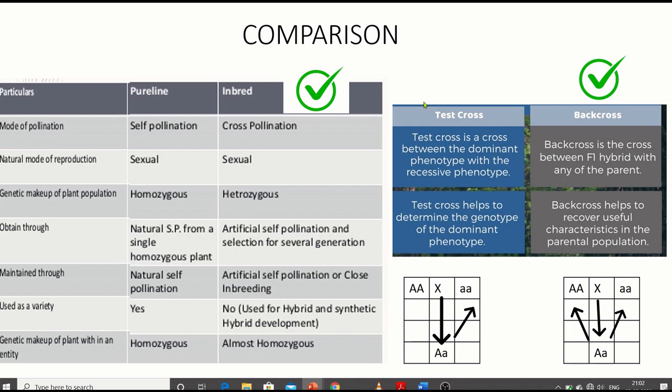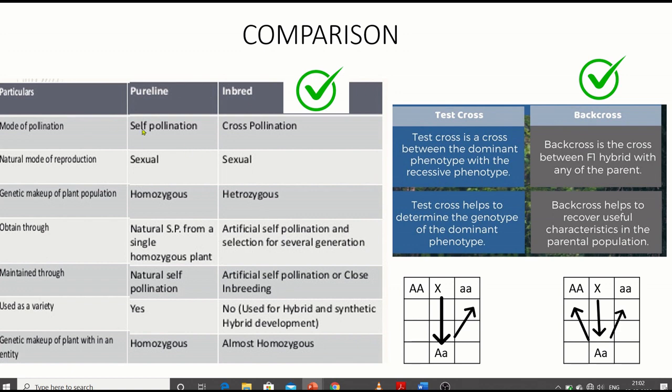So before we start, let's discuss some of the important concepts related to the topic. First of all, let's compare the difference between a pure line and an inbred. So what is a pure line and an inbred? If we look into the similarities of these two lines, they are both produced by selfing, by continuous inbreeding, and in both cases the resultant will be homozygous.